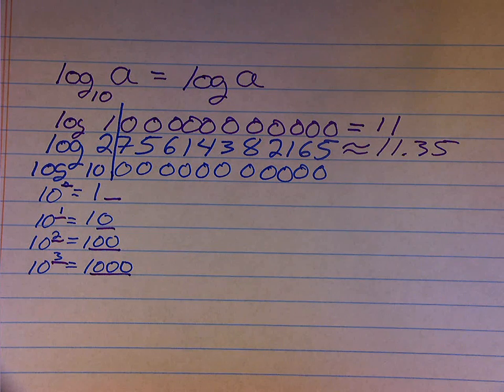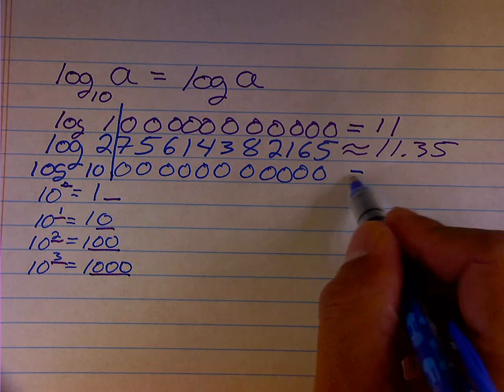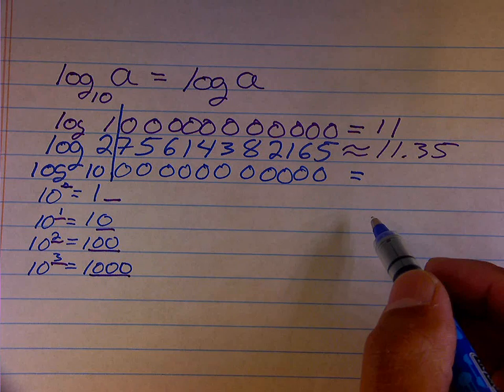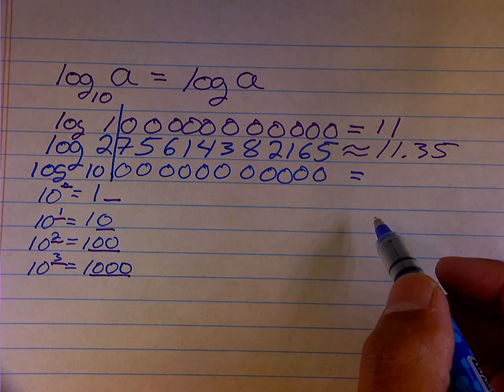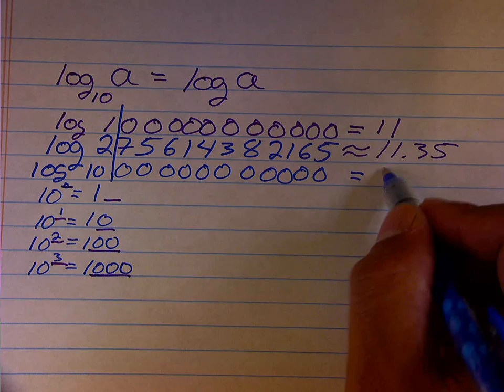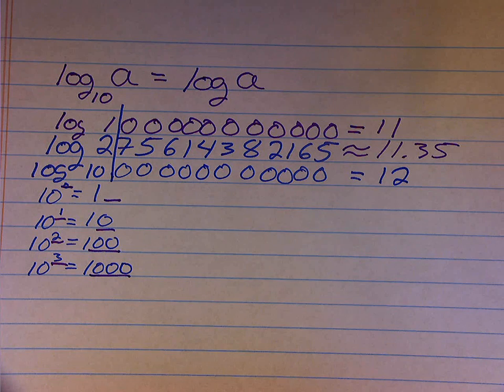This is a 1 with 12 zeros trailing it, which tells me that I need an exponent of 12 on 10 to get this number. So this number has an exact value of 12. Perfectly exact value of 12.